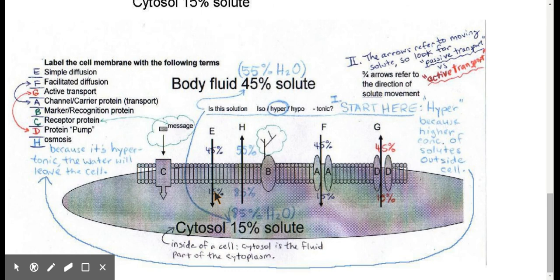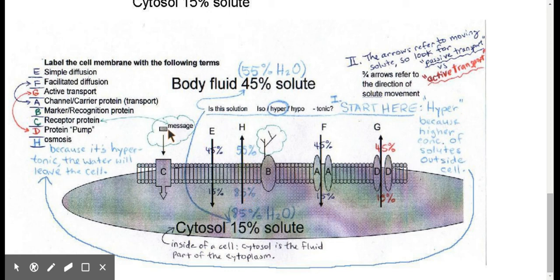This one is simple diffusion of a solute. This is facilitated diffusion of a solute. This is active transport of a solute. By the way, this is the only one that requires ATP energy. The rest of them do not require ATP energy, and they're known as passive transport. This last one is osmosis of water.